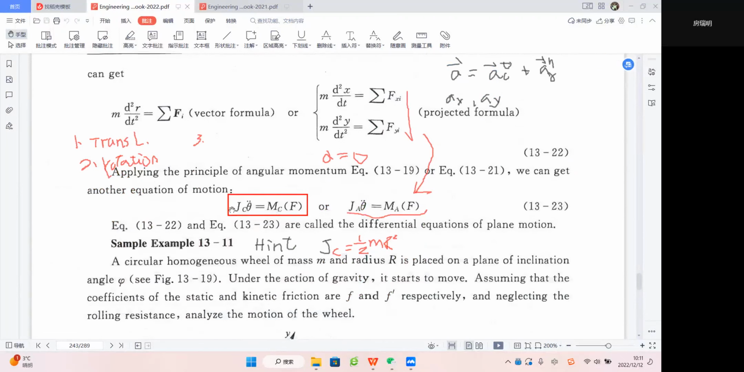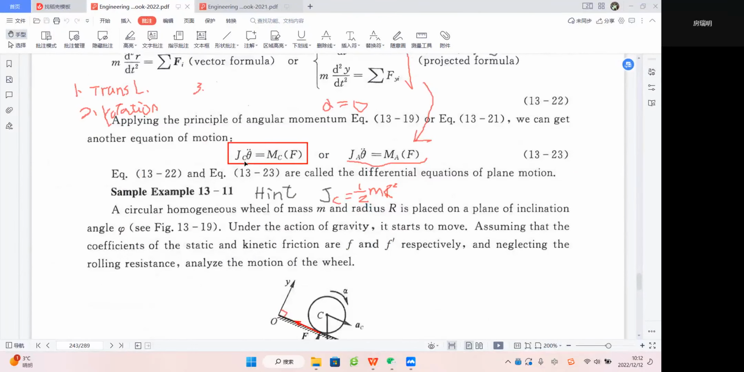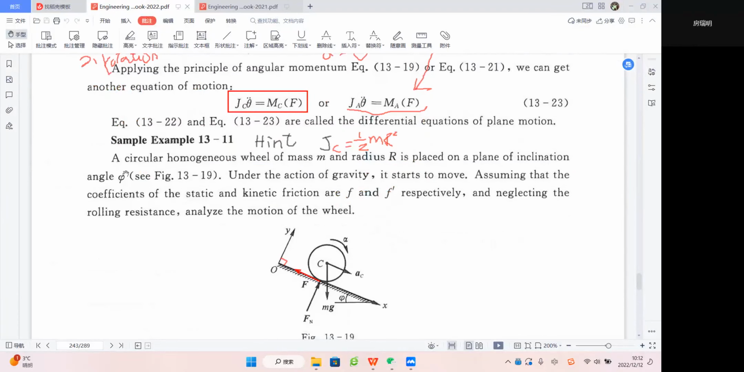Another one, you can look at this rectangle here. J_C is the mass moment of inertia of this body around its mass center. And the double dot theta is the angular acceleration. And all the external forces, the sum of their moments about the mass center C, right? So actually, last time we stopped here.